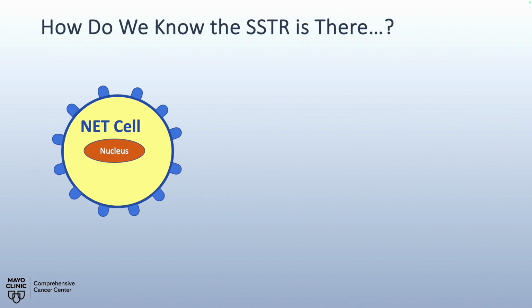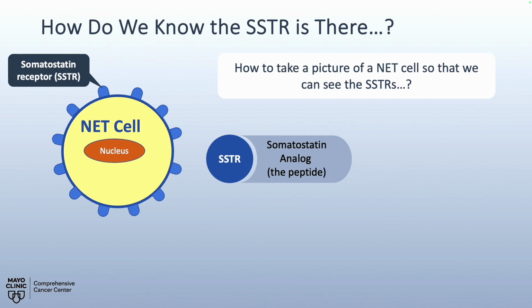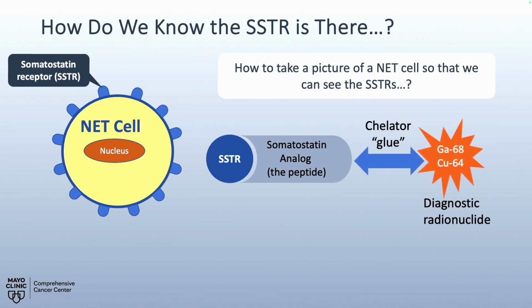Here we have the neuroendocrine tumor cell. See those little blue things on the surface? These are the somatostatin receptors. We can take a picture of the NET cells, if the receptors are there, using PET imaging, and I'll show you how that works. First you need the receptor. Zooming in on one of those little blue things, you then need something that sticks to the receptor, like two pieces of Velcro or two magnets, and that's the somatostatin analog, the peptide. Then you need something like a glue, something sticky, and you need something that glows in the dark. So you need these three things.